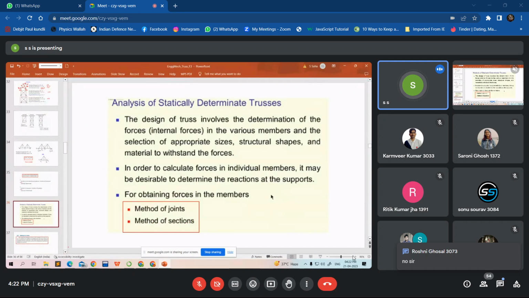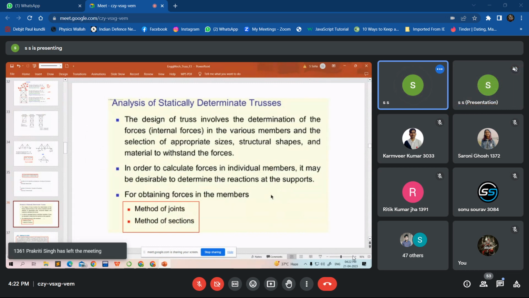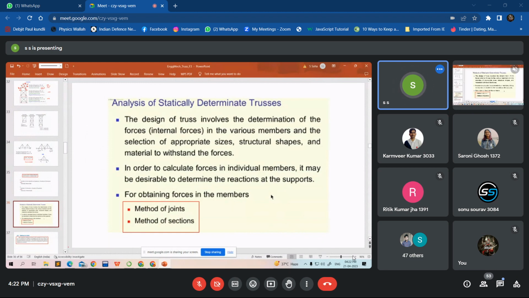In the next class, we'll discuss how to solve determinate trusses. There are two methods: method of joints and method of sections. We'll discuss the details in the next class.